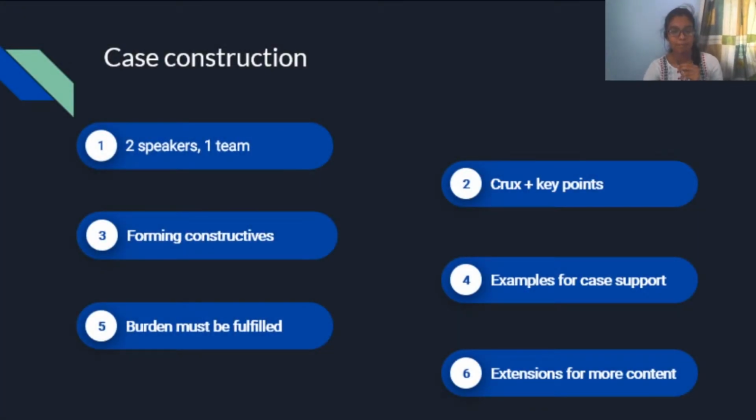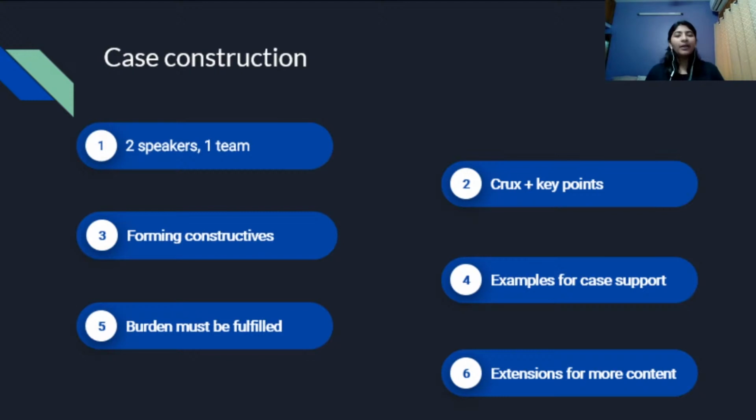Thank you, Varishni. So now that you know the format of the British parliamentary debate and the basic rules, I'm going to tell you how to make a case, like how you're going to use the 15 minutes, and what constructives are, what extensions are. I'm going to tell you all of those things so you can make your own case.